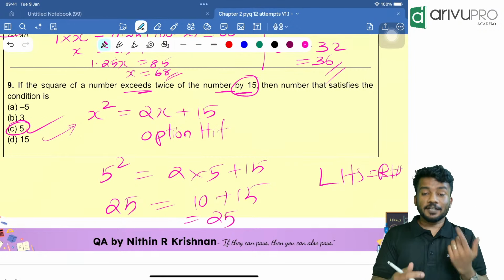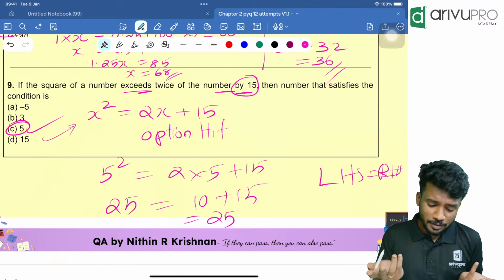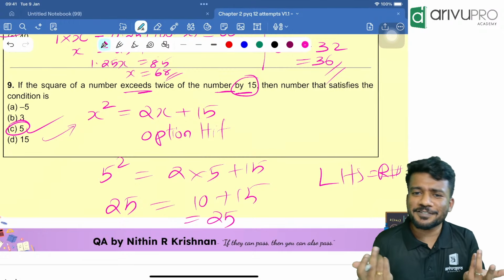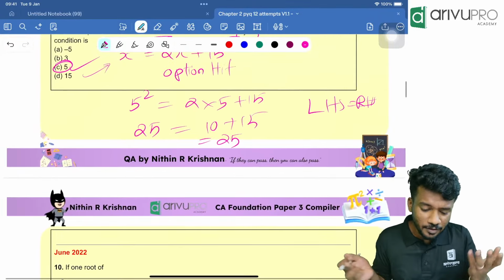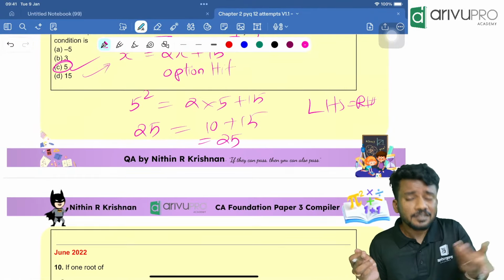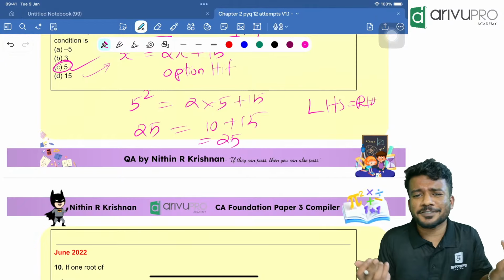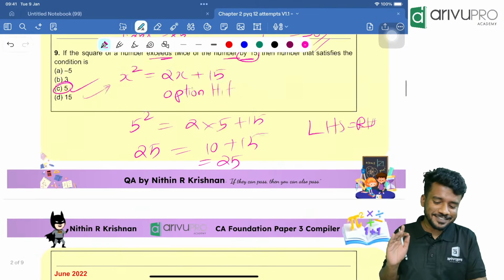Or if option hitting is not done, how will you solve it? Solve the quadratic equation for me. You will get the same answer. Answers will be 5 and minus 3, I think. Minus 3 is not part of the option anyway. Answer is option C. Just use option hit. That is the easiest way.